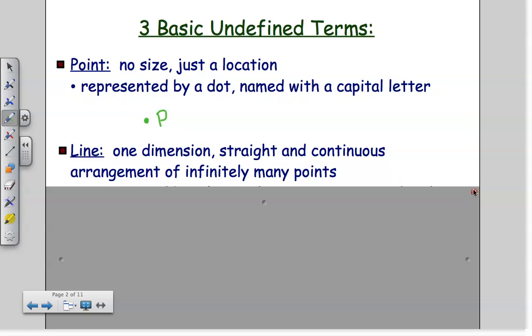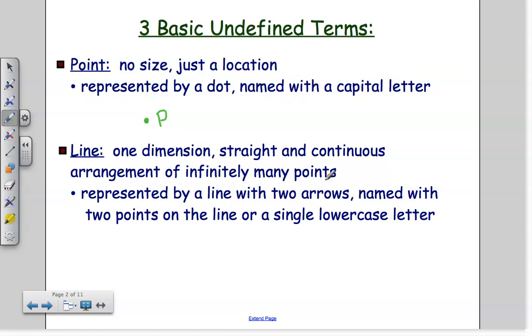What is a line? A line has one dimension. It's a straight line and continuous. Arrangement of infinitely many points. Saying that it's continuous and an arrangement of infinitely many points, we do have to have an arrow on both sides of a line. Actually, doing a line like this kind of indicates it really is infinitely many points placed together, and then eventually you just create a solid line. But again, you do have to have arrows because a line goes on forever in both directions.